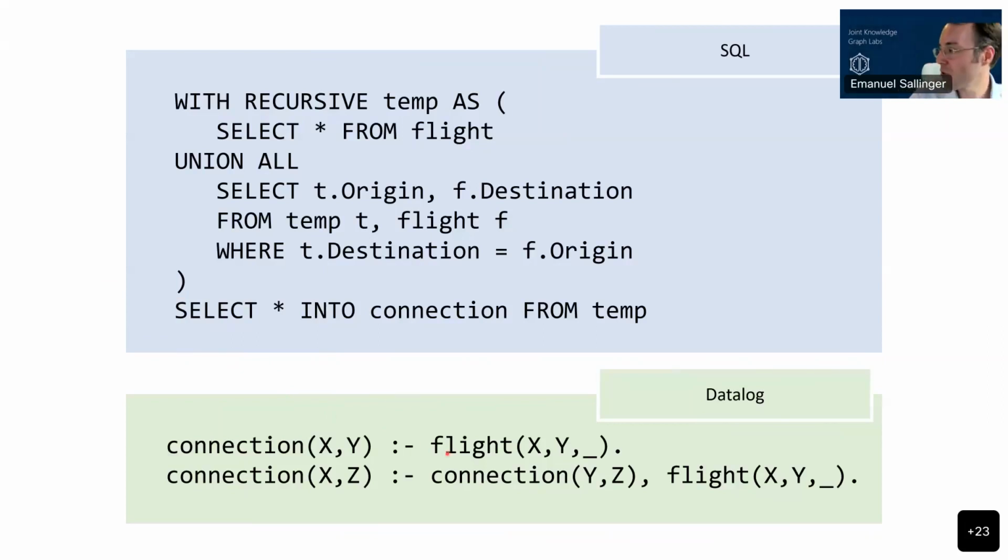For those of you who are new to Datalog, well, we have here: if there's a flight from X to Y, there's a connection from X to Y. And now the inductive case, which is quite relevant: if there's a flight from X to Y and a connection from Y to Z, there's also a connection from X to Z. And if it's the first time you're seeing this, probably it kind of makes sense to write something like that.